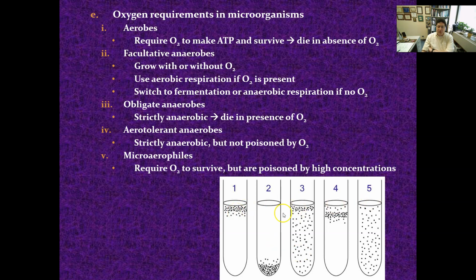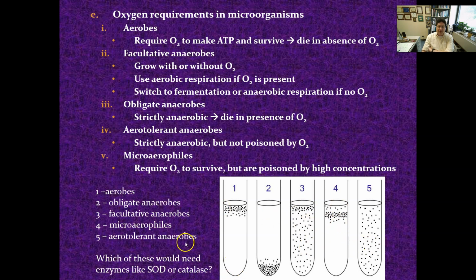So if we look at these tubes, where the dots represent microorganisms, which number goes with which type of microorganism? You can ponder that, and when you think you have it, here's the key. Number 1, aerobes. Aerobes need oxygen to survive, so they have to be toward the top, toward oxygen. Obligate anaerobes are killed by oxygen, so they want to be way away from it. They're at the bottom. Facultative anaerobes, remember, can live with or without oxygen, but if oxygen's available, they can make more energy. So you'll find them throughout the tube, but mostly toward the top, because they can make more energy with oxygen.